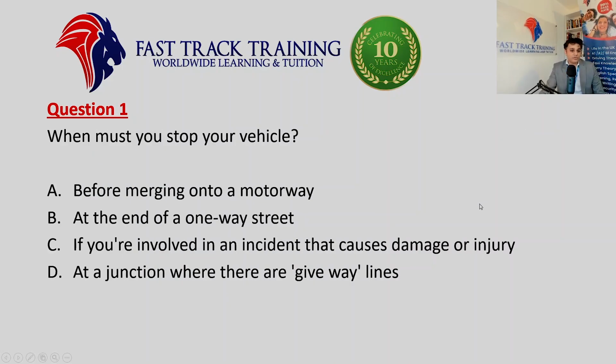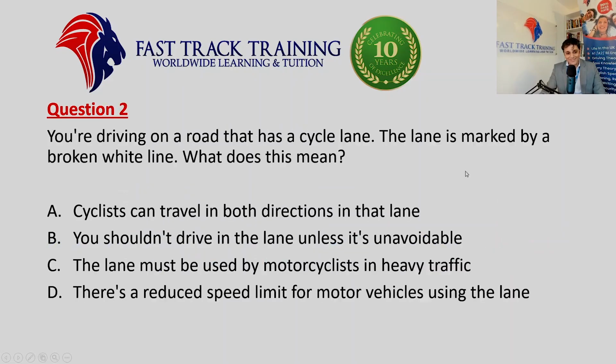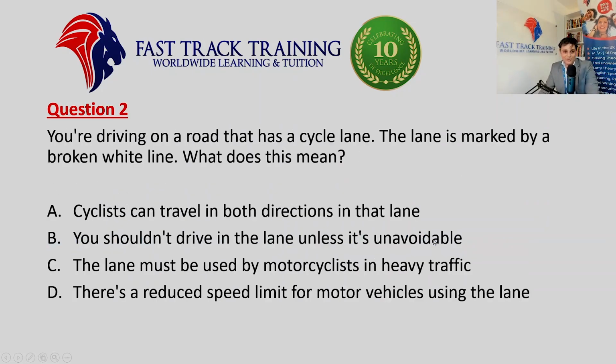When must you stop your vehicle before merging onto a motorway at the end of a one-way street? If you're involved in an accident that causes damage or injury at a junction where there are giveaway lines. The correct answer here is you stop your vehicle if you're involved in an incident that causes damage or injury. Well done. Not well done that you've caused the injury, it's just well done that you got the right answer. So well done, you got it right.